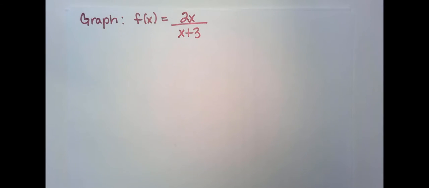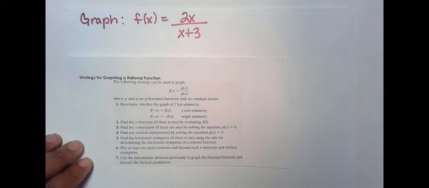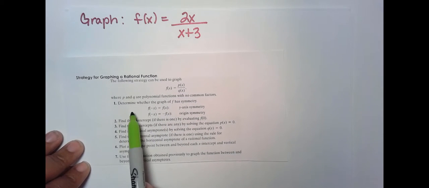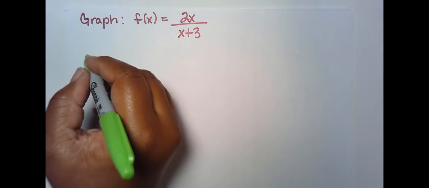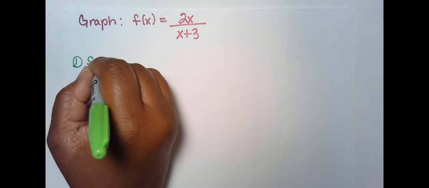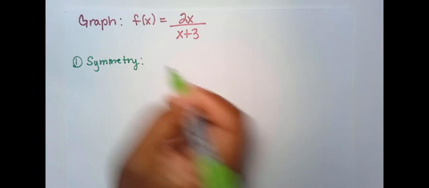We want to graph f of x is equal to 2x all over x plus 3 using the 7 strategies that were discussed previously. All right. So first item on the list, we want to determine whether the graph has symmetry. So let's work this out algebraically to determine if it has symmetry.